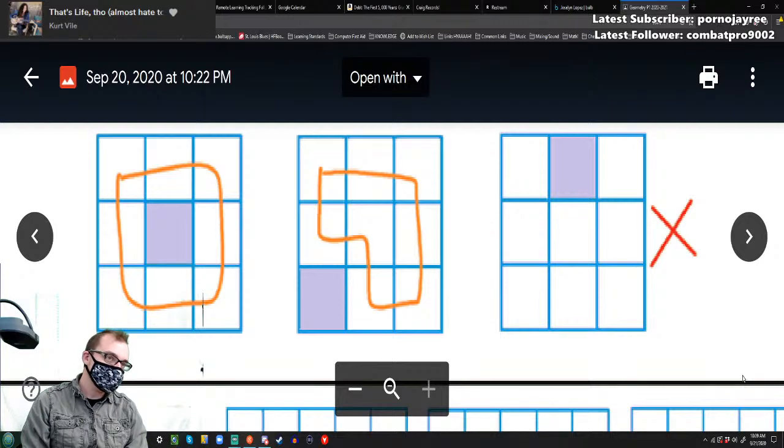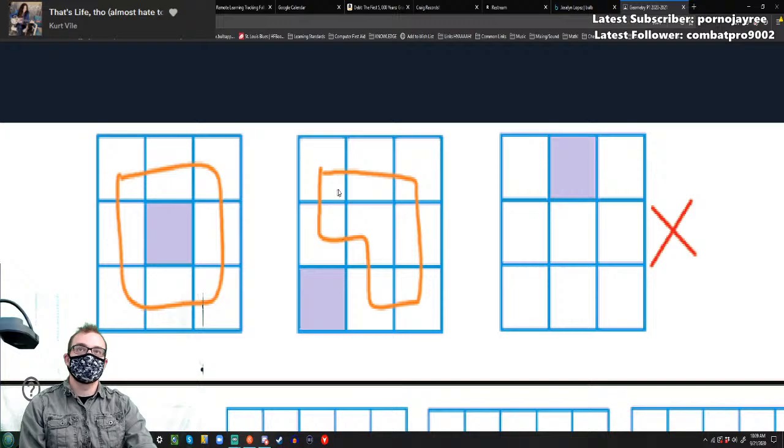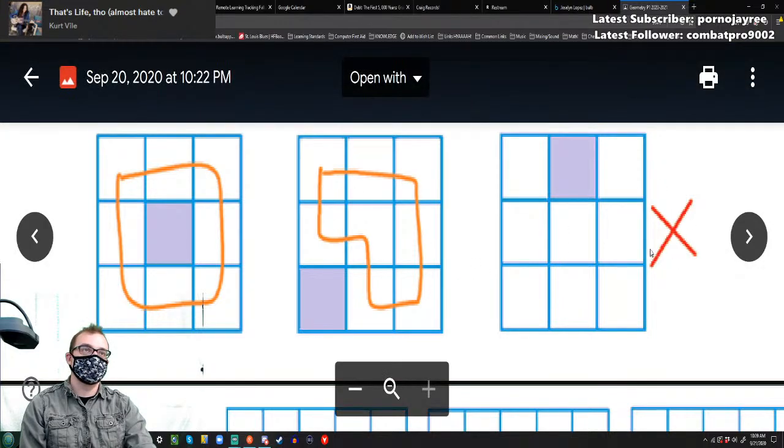What? Okay, sure. How do you make a path that goes through every white square once without touching the purple square? Well, according to that conjecture you just made, that checks out. Why is there an X here then? How does that hold up with your thought of what the question is? What does the X mean?